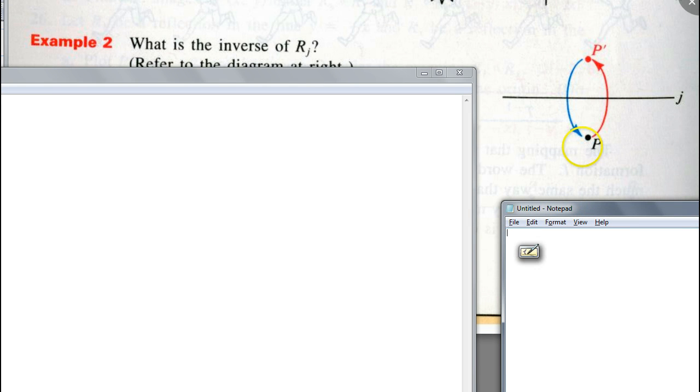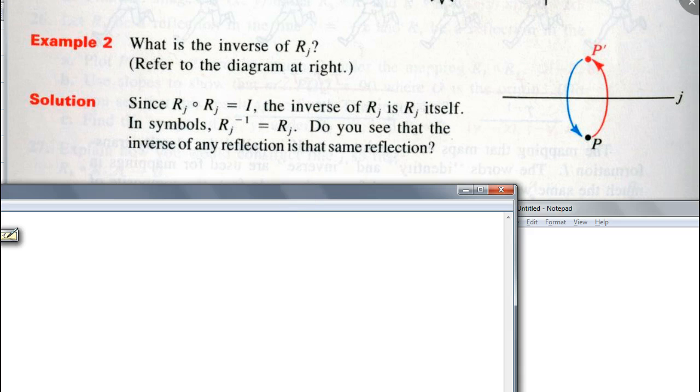Look, if I had P right here, and if I were to reflect this over line J, wouldn't it be a P prime? Well, how do I put that back to where it was? We do the same thing again, reflect it again over the same line. Does that make sense? So, Kenneth, go ahead and read this for us. Since reflection over line J followed by reflection over line J is equal to the identity I, the inverse of reflection over line J is reflection over line J itself.